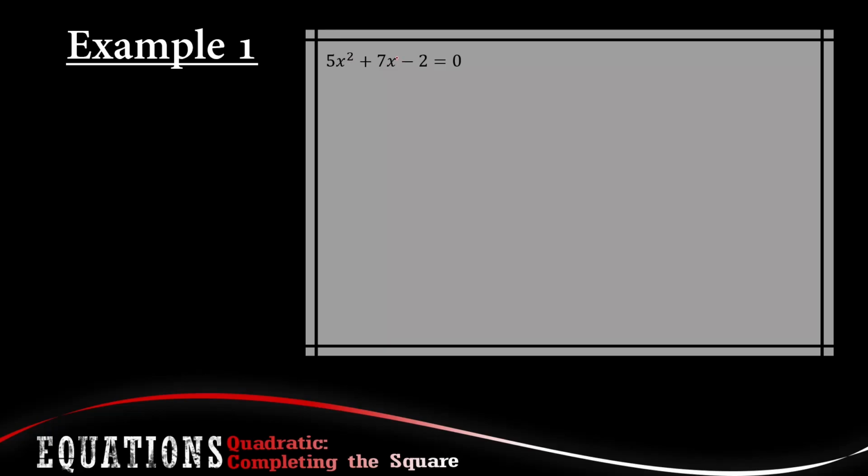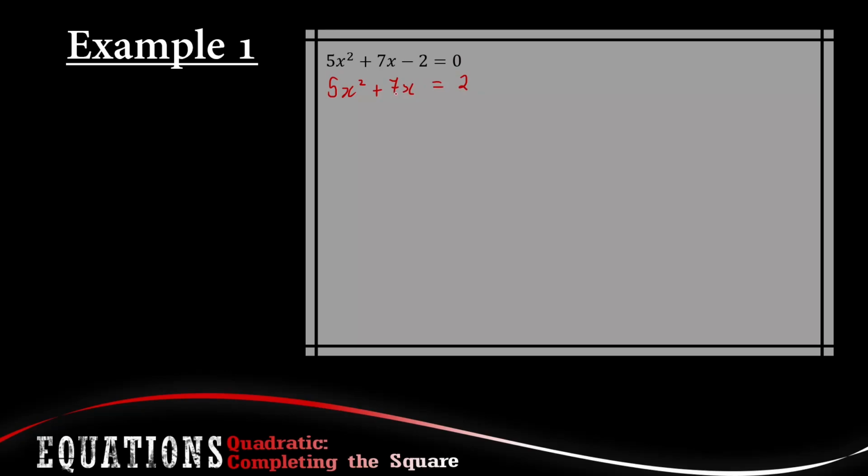First of all, there are two things you want to do before you can start completing the square. That's to get all your x's on the one side and all your constants on the other side. So this would look like this: 5x squared plus 7x equals 2. That's the first thing.